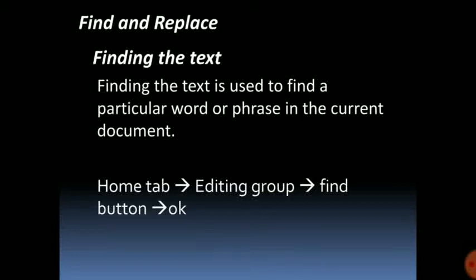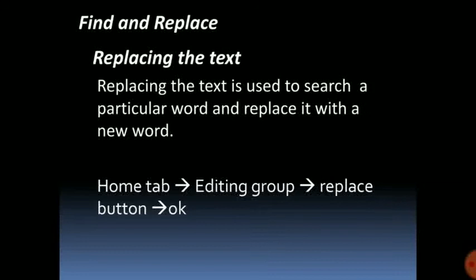So where will you get this find option? In the Home tab, in the Editing group, which is the last group in the Home tab. There you will get the Find button. Click that one. And for replacing, you have found that text, now you want to delete that text and add one new word in place of that word. So we are using replacing the text.